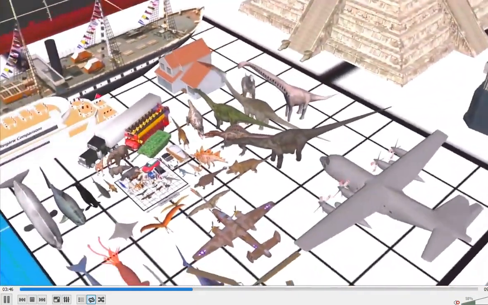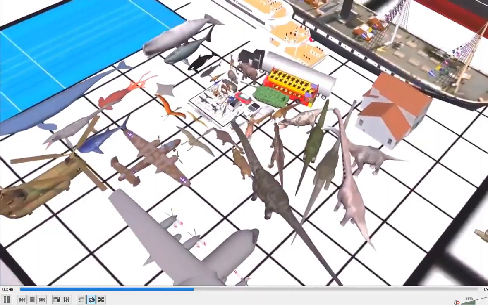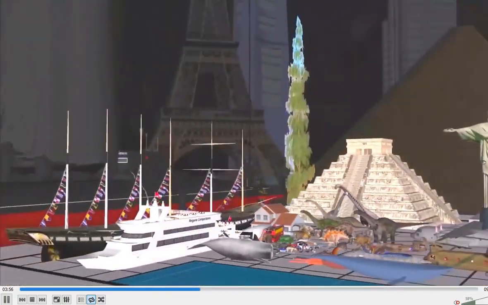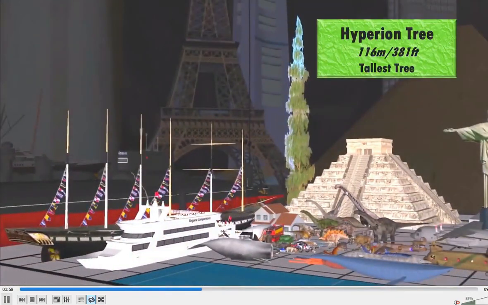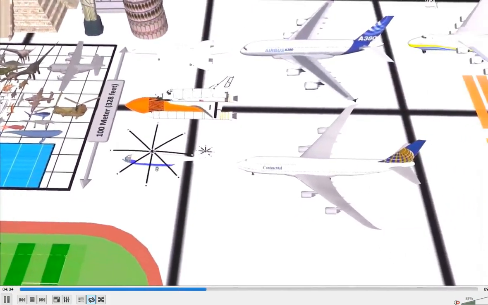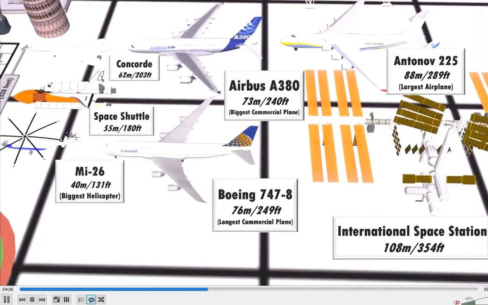Well, we've built some pretty big stuff, right? Like, look at that ship. It's not bad. Brontosauruses were pretty enormous. Wow. I can't see the humans anymore. They're down there by the car. Check that, a Hyperion tree. Wow, that's a big tree. Awesome pyramid temple thing. Oh, we're off from warplanes and we're just into generally big stuff.